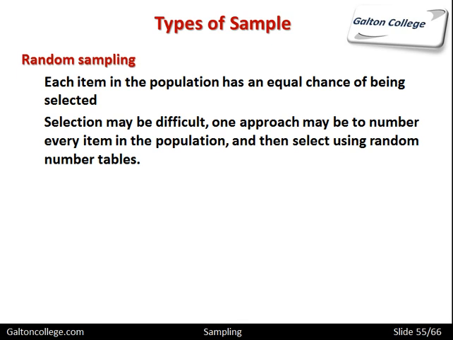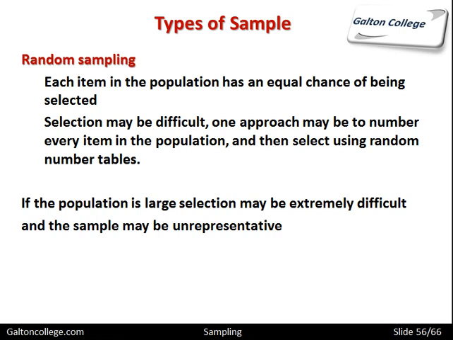That might be possible. But there are things called random number tables, which you should try and look up on the web. Just get an example of what they are and just have a look at some of them. But essentially, it's difficult to find random numbers. That's the point. If the population is large, selection may be extremely difficult and the sample may be unrepresentative. So large populations create big problems.